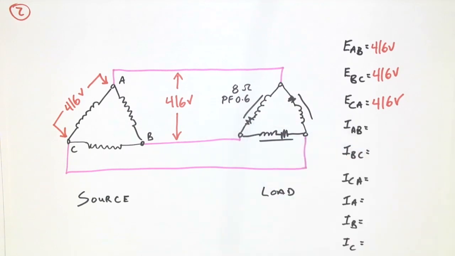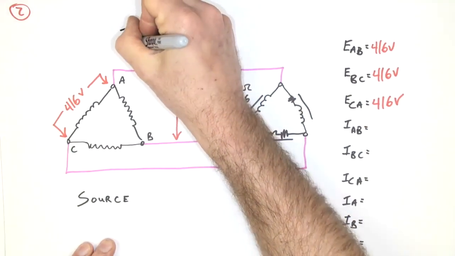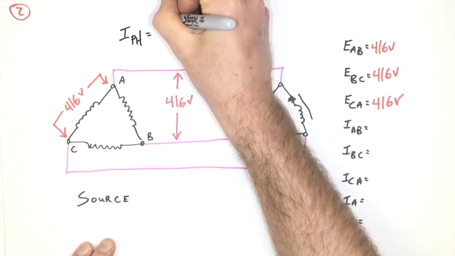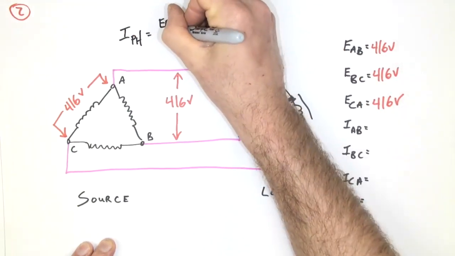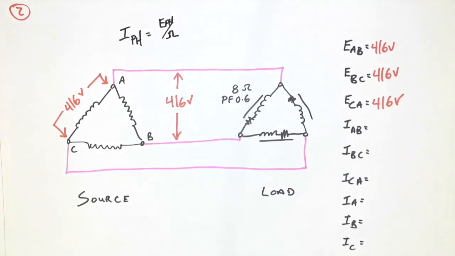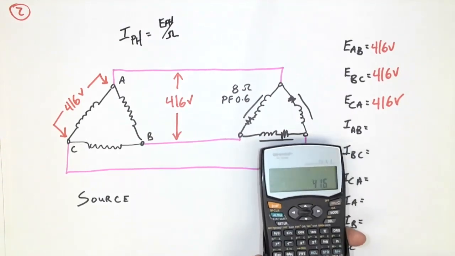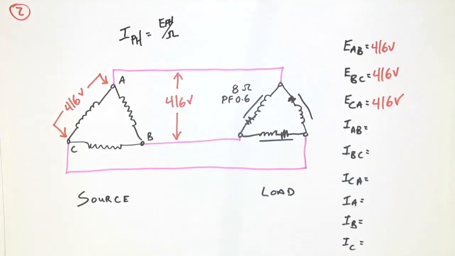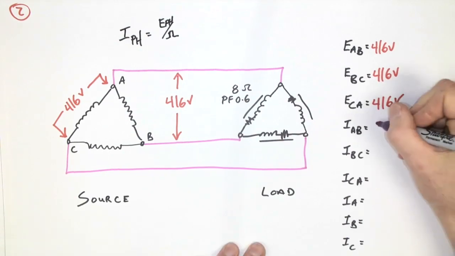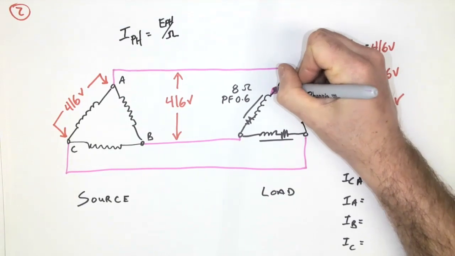So if we're calculating the current, that means we continue to use our basic formula of I phase is equal to E phase over the ohms, right? And so the phase voltage being 416, we're going to take that and divide it by 8. 52 amps. So 52 amps is what we have flowing through this portion of my delta system.